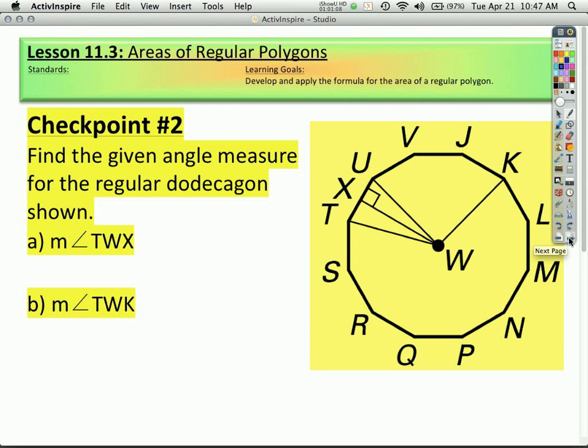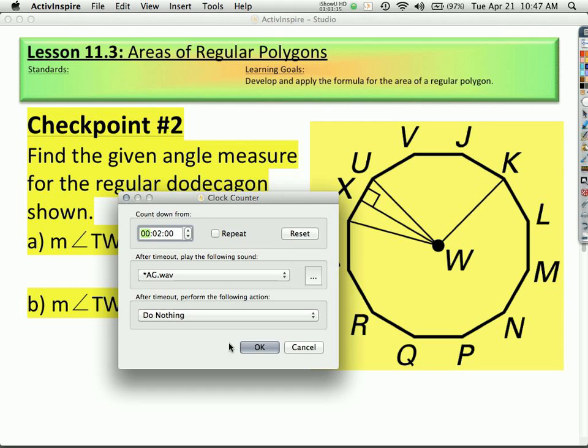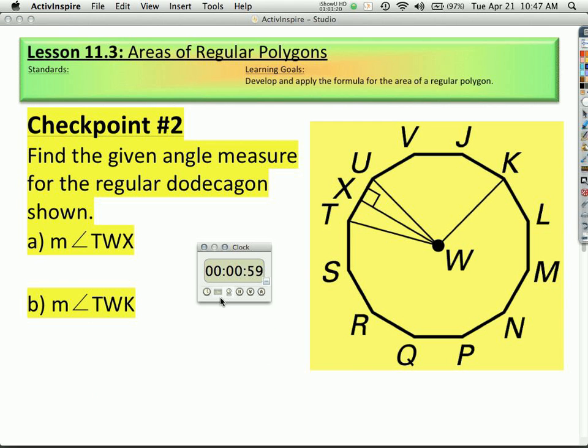Find me these two measures using the diagram that's on your paper. We're talking about a 1-minute activity. You can just write your answers right on your paper. You can just write it right into the diagram.